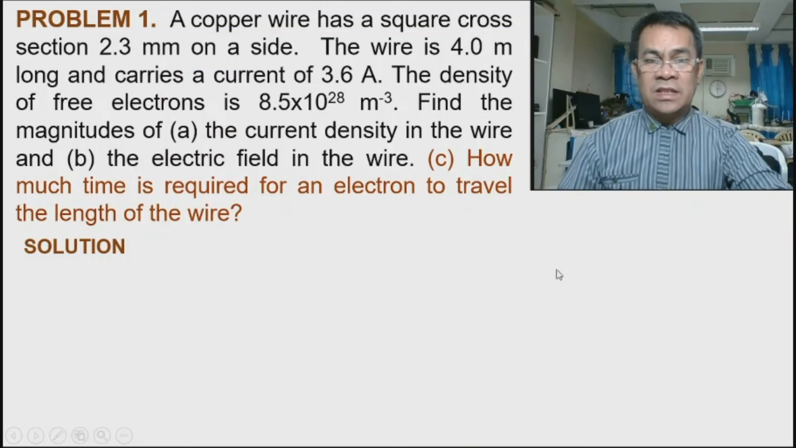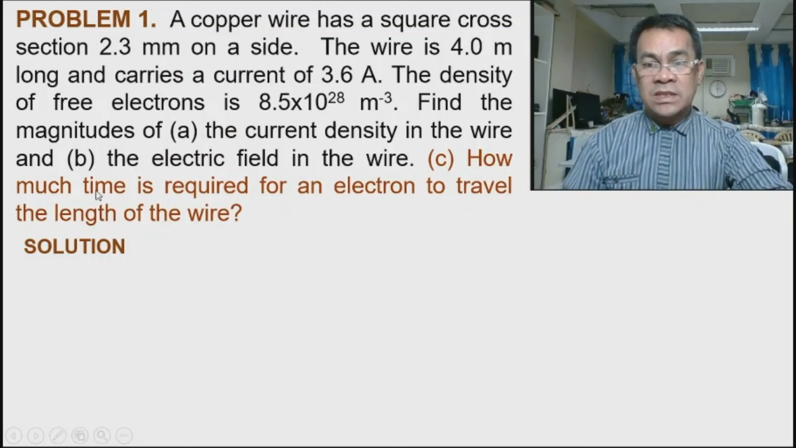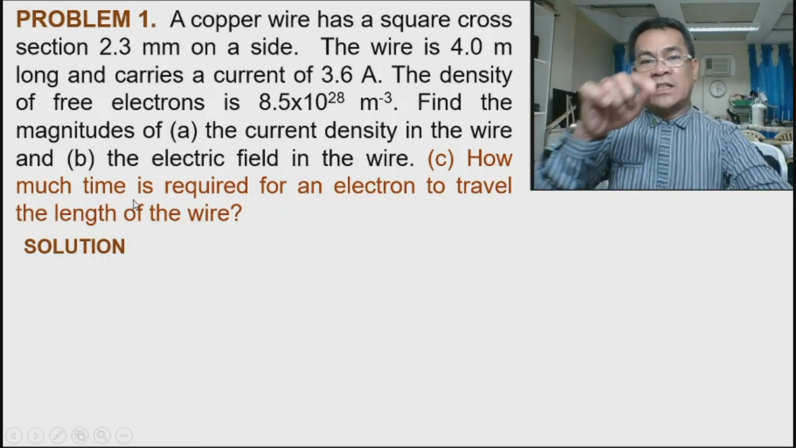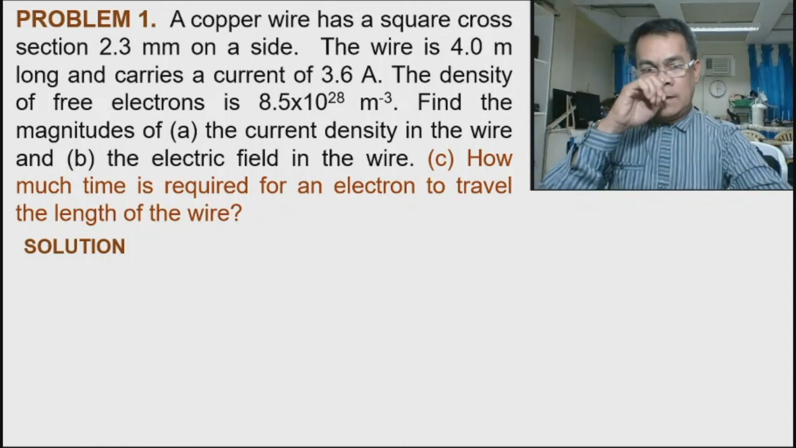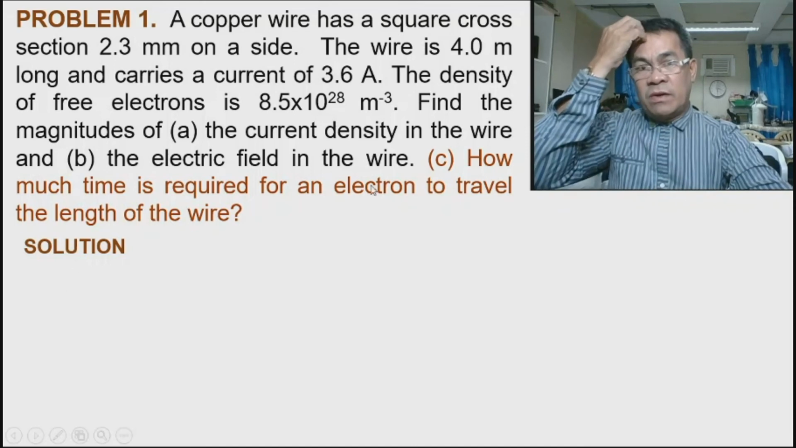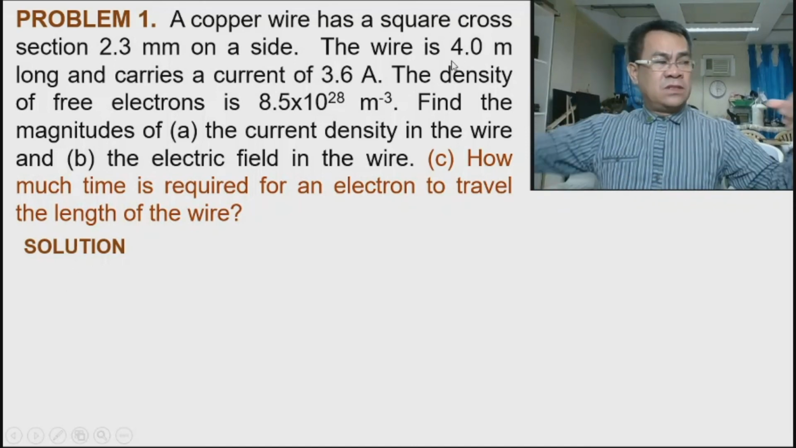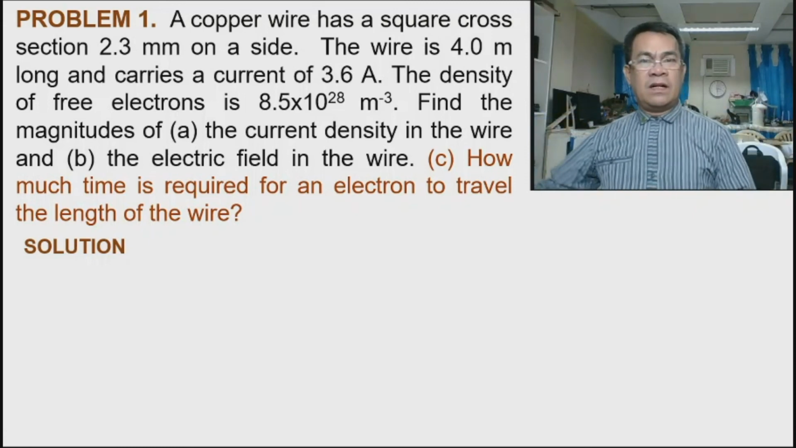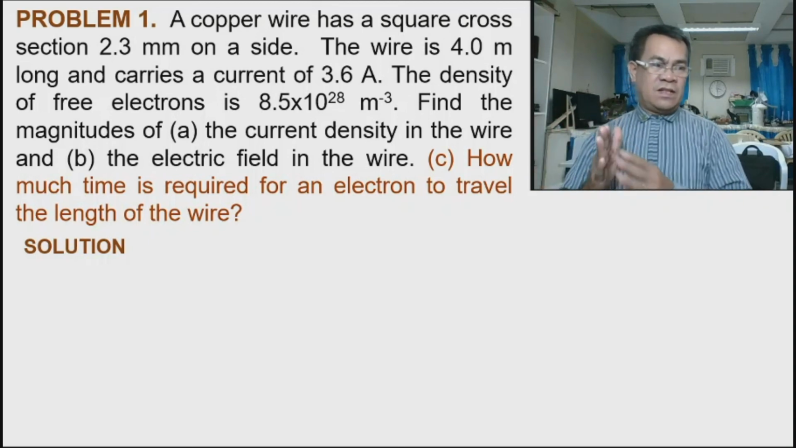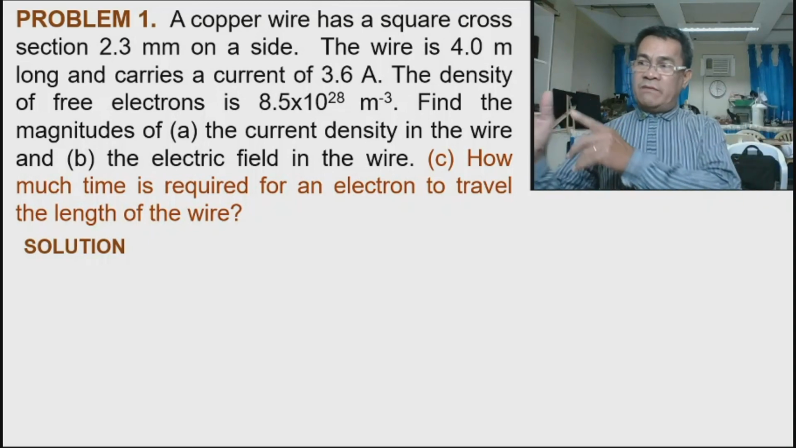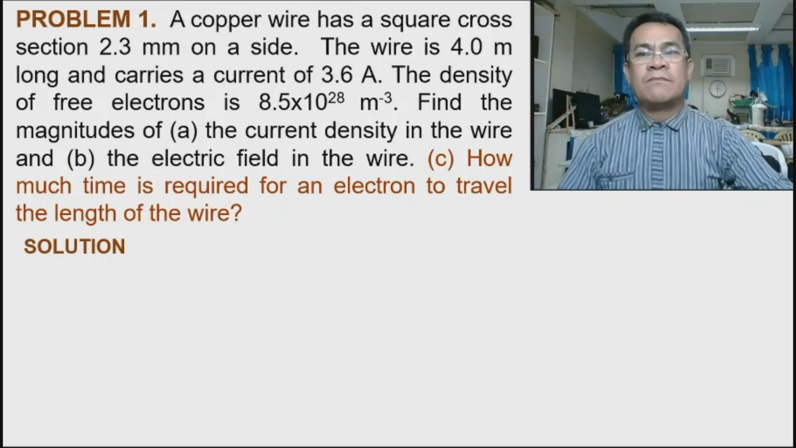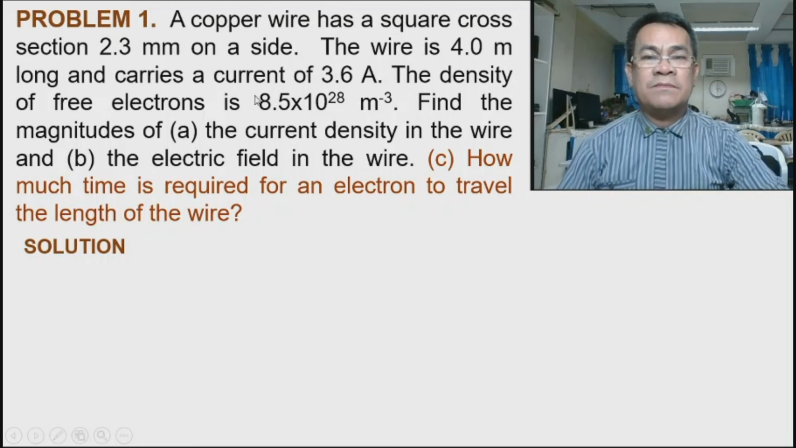We still have letter C. Letter C is how much time. You are asked to solve for the time required for the electron to travel the length of the wire, which is 4 meters. So 4 meters of wire. How many seconds or hours or days does the electron need to travel from one end of the 4 meter wire to the other end? And the diameter is 2.3. What do you think?